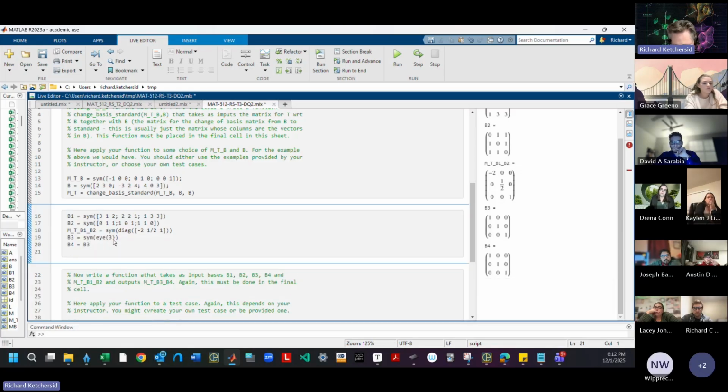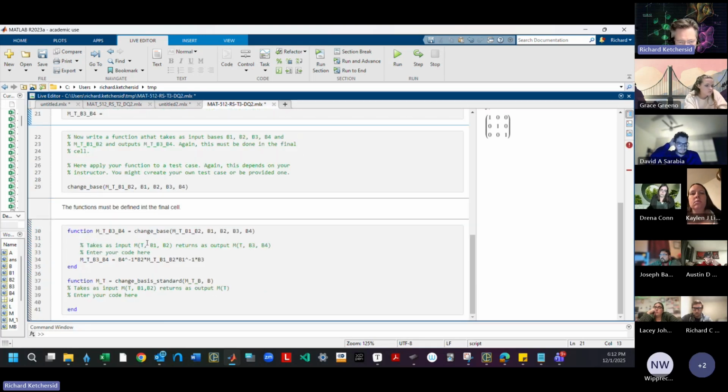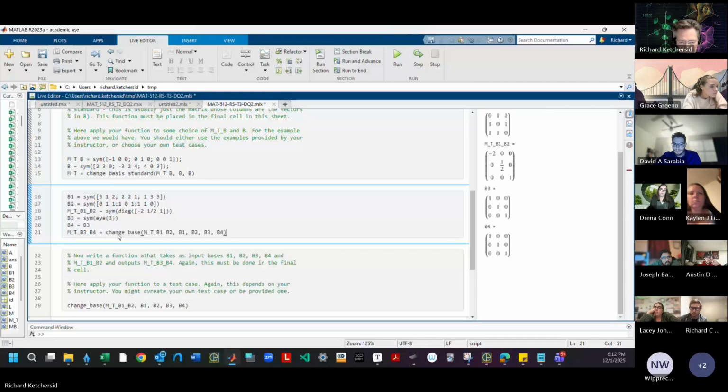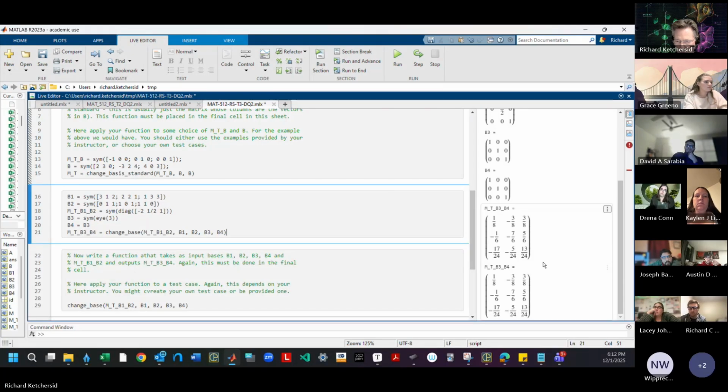And here, B3, B4 equals, so it should be this thing, change base, so that function right there. And there's my function right there, right, that does this. Let's see, how can I test it? Let's try to test it somehow. So I'm gonna make another section break.